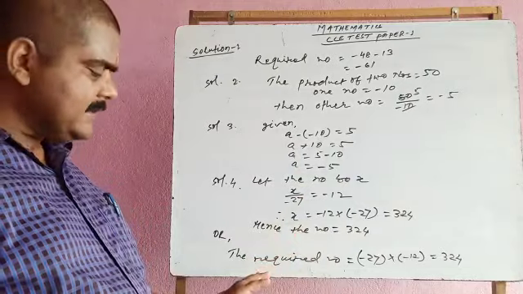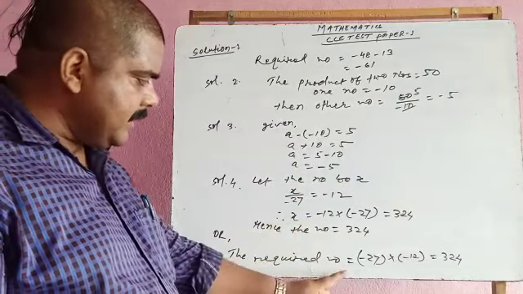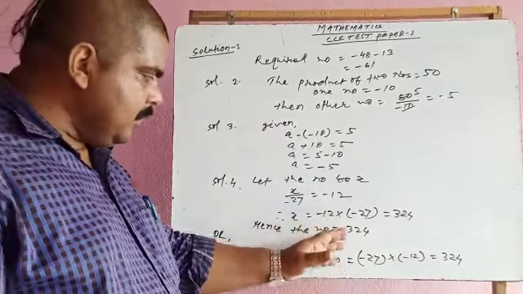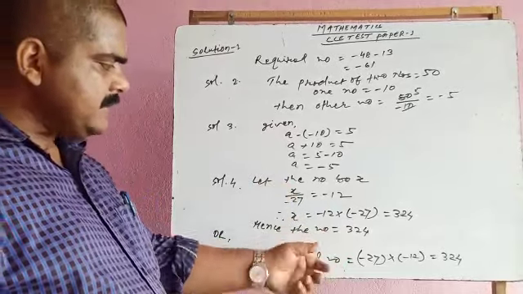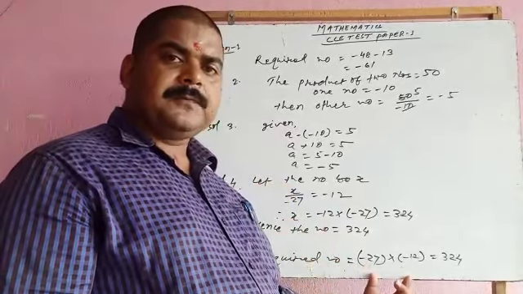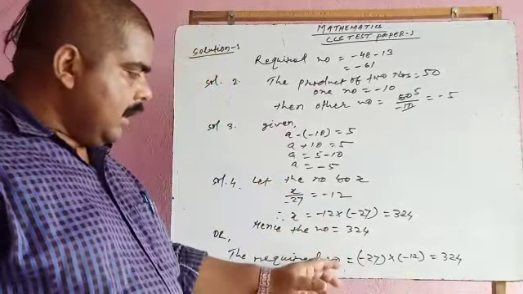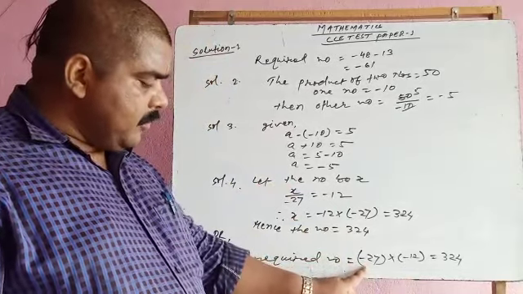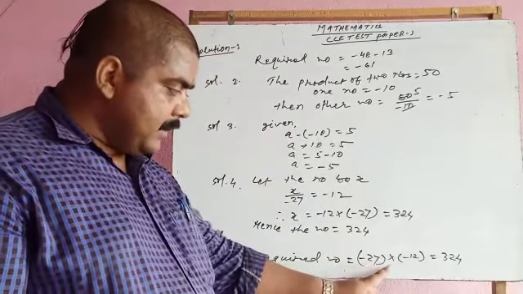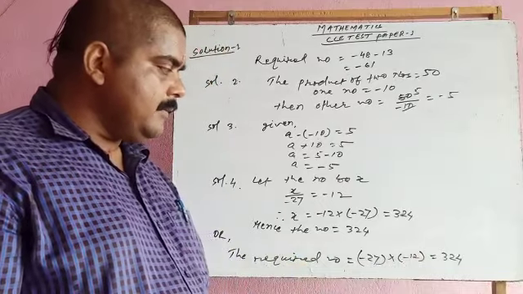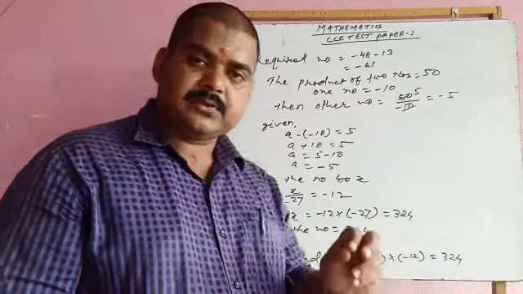So the student can attempt this question in a simple way. You have to write this statement: the required number is equal to the product of these two numbers, so you multiply minus 27 by minus 12, which is equal to 324.